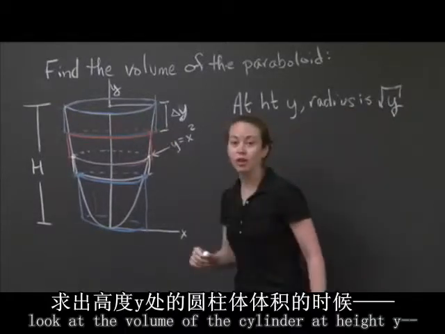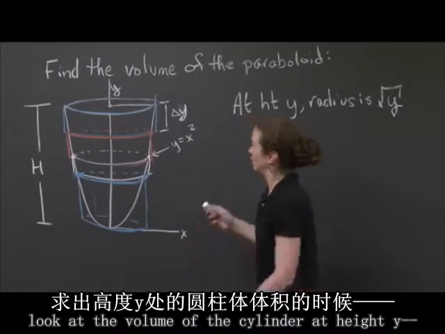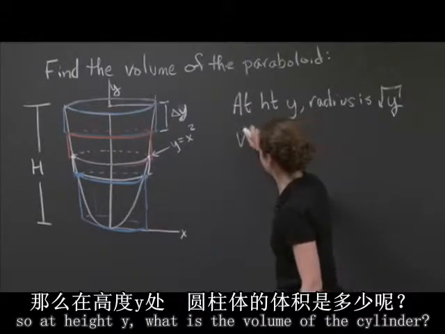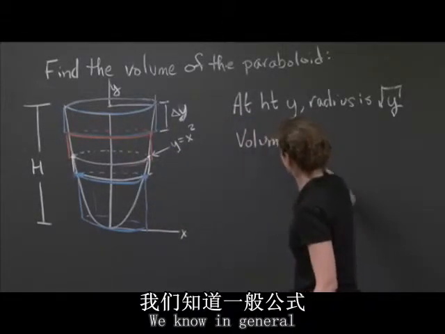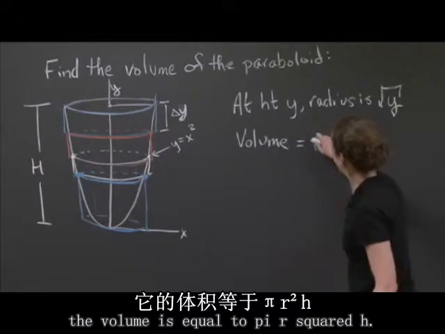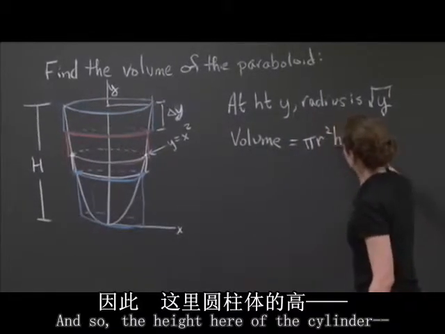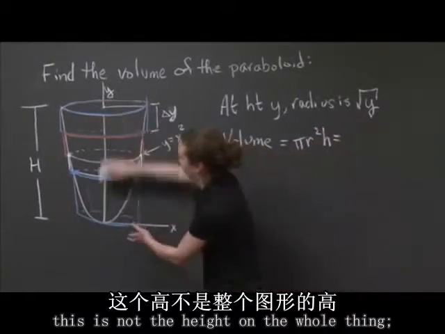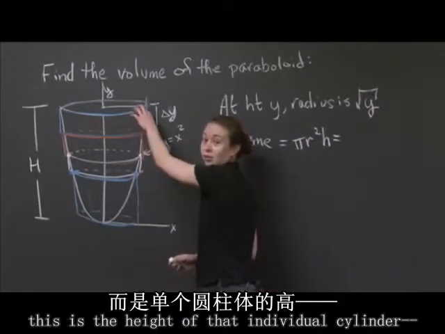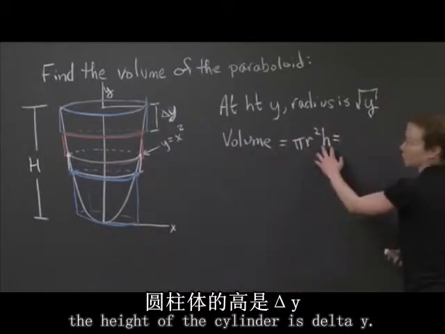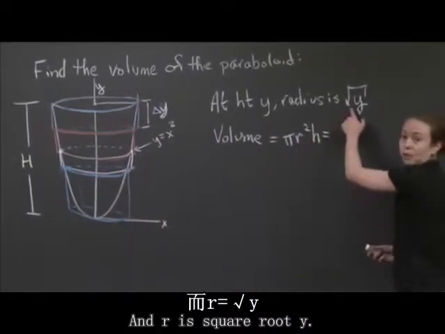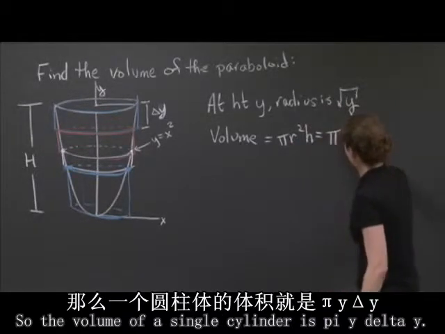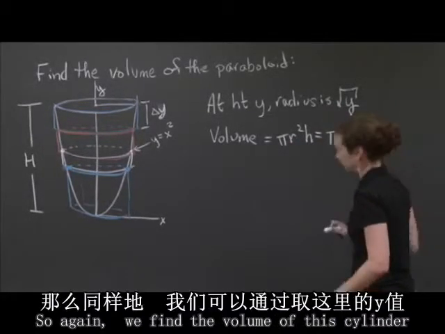So when I want to look at the volume of the cylinder at height y, I'm using the upper value here. So at height y, what's the volume of the cylinder? We know in general the volume is equal to pi r squared h. And the height here of the cylinder, this is not the height of the whole thing. This is the height of that individual cylinder. The height of the cylinder is delta y. And r is square root y, so r squared is just y. So the volume of a single cylinder is pi y delta y.